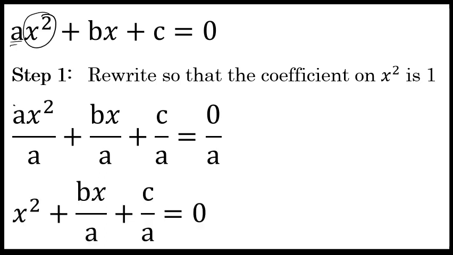When you divide the first term by a, the result is always x squared, regardless of the value of a. The second term is bx over a. The coefficient on x becomes b over a. The constant, the third term, becomes c over a. And on the other side of the equation, 0 divided by any non-zero constant is still going to be 0.